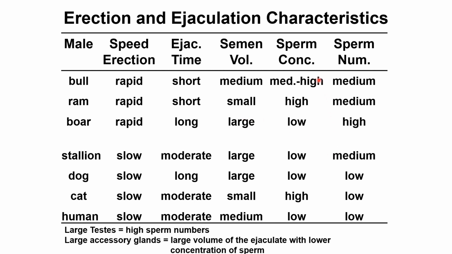In terms of the sperm number, it is dependent on the size of the testes. The larger the testes, the higher the amount of sperm that will be produced, as exemplified by the boar, but of course it is not applicable to all species. The sperm concentration is a function of the volume and the number. It is also written here that a large accessory sex gland would contribute to a large volume of the ejaculate, but with lower concentration of the sperm.